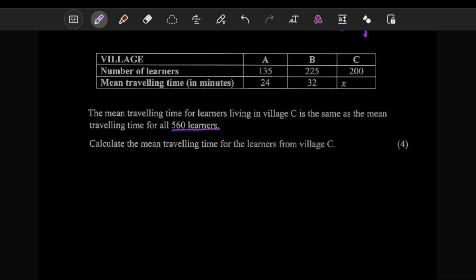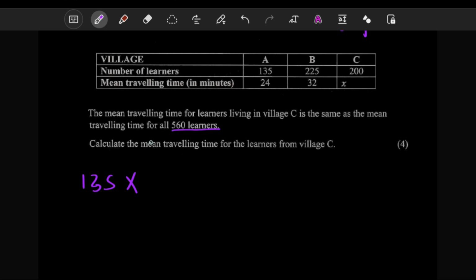So this one is quite an easy question, to be honest. But is it really? Oh damn. Let's read again. The mean traveling time for the learners living in village C is the same as the mean traveling time of all of them. Oh, okay. So the mean traveling time for all of them, this is interesting. So here we need to be systematic. This is basically saying 135 learners, right?